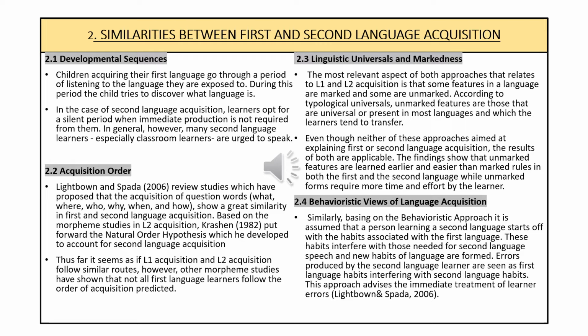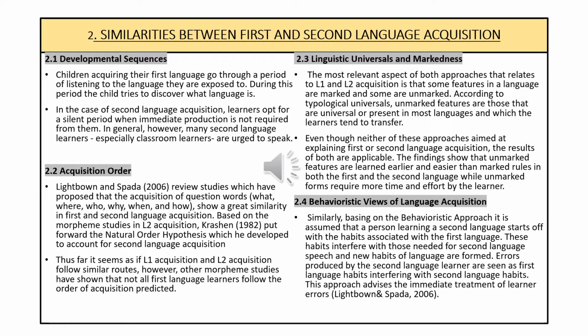In 2.3 is linguistic universals and markedness. The most relevant aspect of both approaches that relates to first language and second language acquisition is that some of the features in the language are marked and some are unmarked. The findings show that unmarked features are learned earlier and easier than marked rules in both first language and second language, while marked forms require more time and effort by the learners.